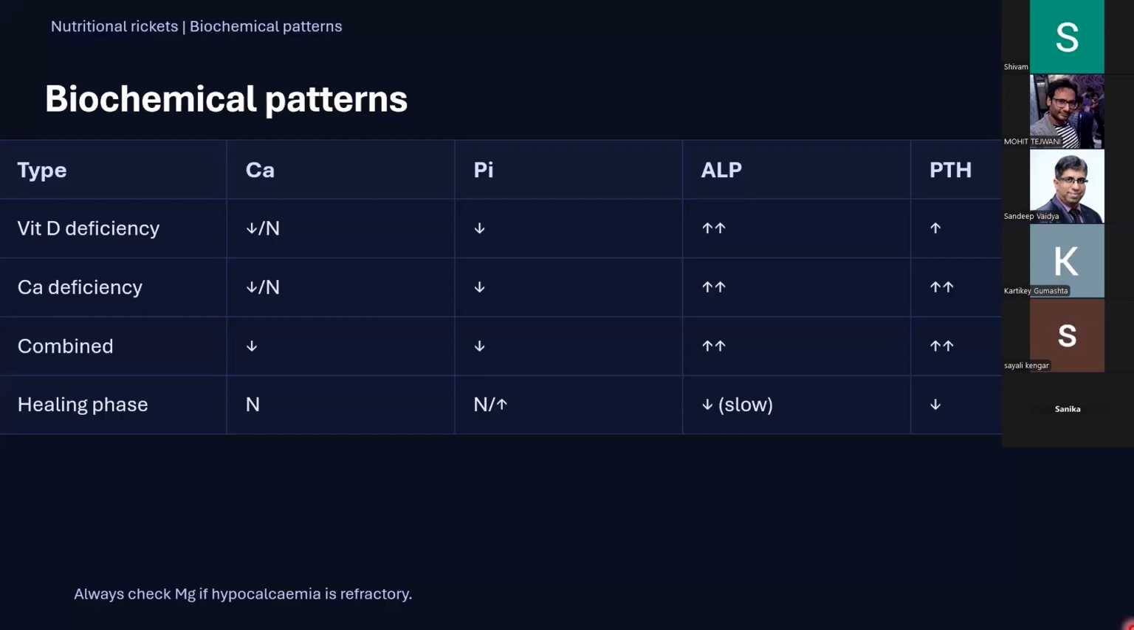In combined deficiency, calcium and vitamin D both are going to be reduced, along with low phosphate and increased PTH. In healing phases, the calcium comes back to normal, and the typical biochemical sign of healing rickets is alkaline phosphatase on a decreasing trend, and so is PTH.